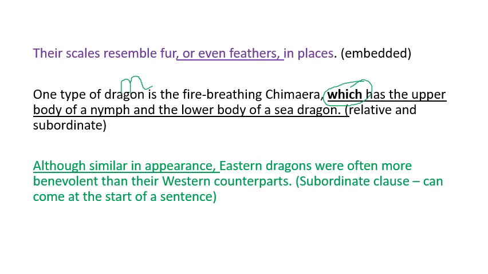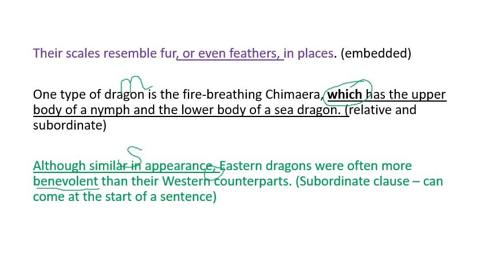Finally, although similar in appearance, Eastern dragons were often more benevolent than their Western counterparts. Now benevolent means you're kind or placid or gentle. This, although similar in appearance, that you can see underlined on your screen, is a subordinate clause. But subordinate clauses can come at the beginning of a sentence, as long as you punctuate them with a comma. Although similar in appearance, Eastern dragons were often more benevolent than their Western counterparts.